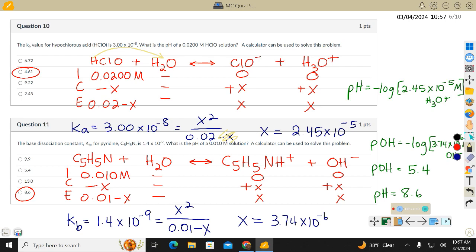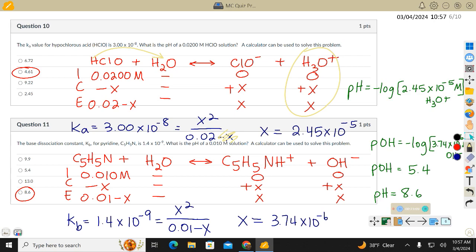Then once I get X, if I want to solve for the pH, X is the amount of hydrogen or hydronium. I can plug that in as the negative log of the hydrogen concentration, and bingo, I get a pH of 4.61.